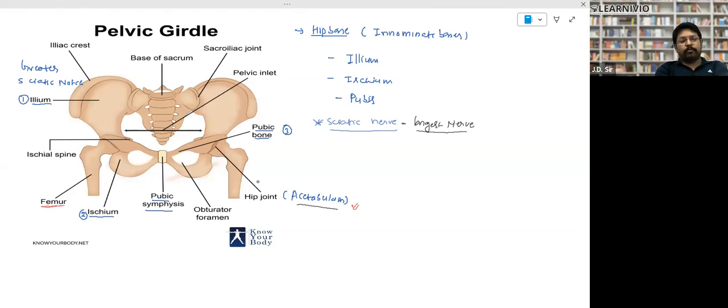And remember, how many bones make the hip bone? That question I've been asked. From hip bone or innominate bone? The question came from here.